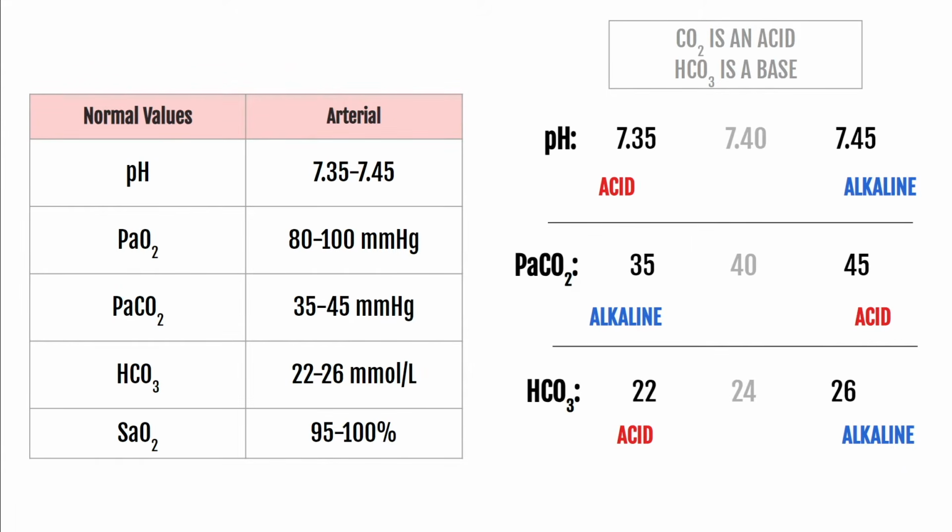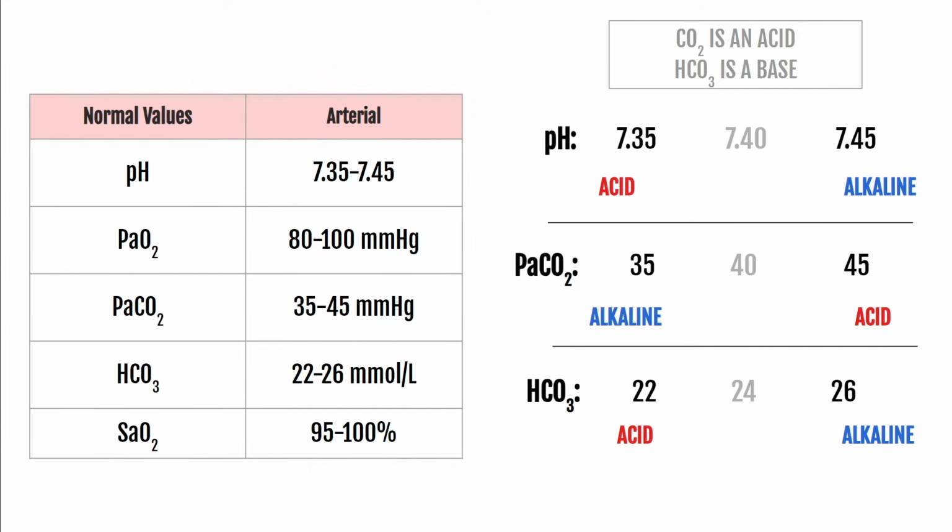And when there are low amounts of CO2 under 35, it is considered alkaline. A normal bicarb is 22 to 26. And since bicarb is a base, if bicarb is less than 22, it is considered acidic. And if there is an excess above 26, it will be alkaline. You have to commit this to memory.